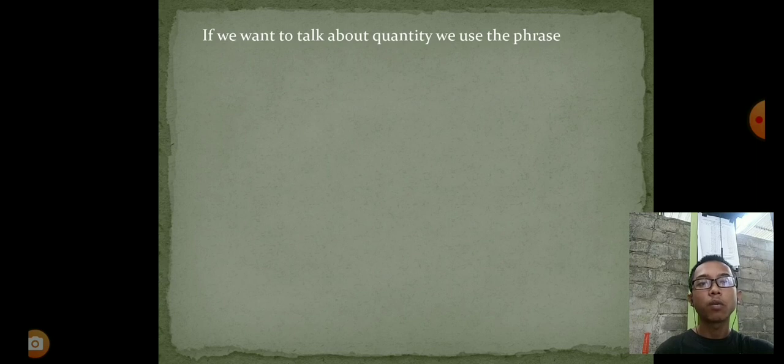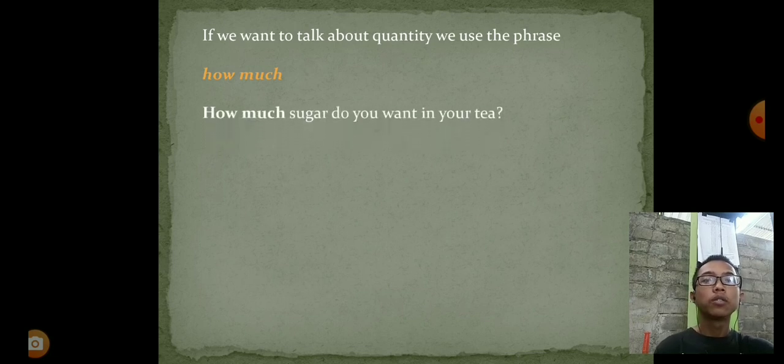If we want to talk about quantity, we use the phrase how much. For countable nouns, we use how many, because they can be counted. If it's an uncountable noun, we use how much. For example, how much sugar do you want in your tea? We cannot count the total of the sugar because it's too little and too much, maybe one bag of sugar, 1 kilo of sugar. So you cannot count the sugar one by one. So, how much sugar do you want in your tea?